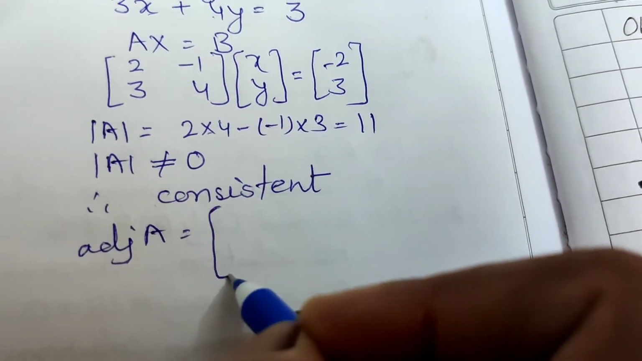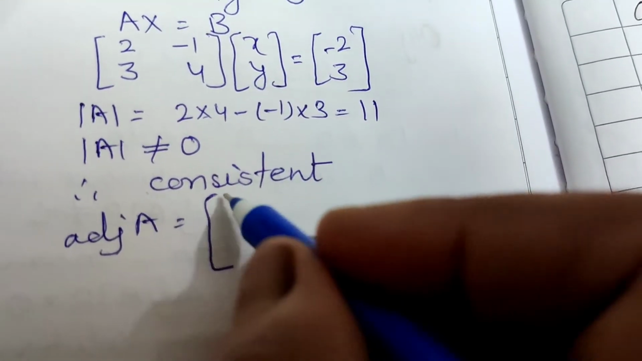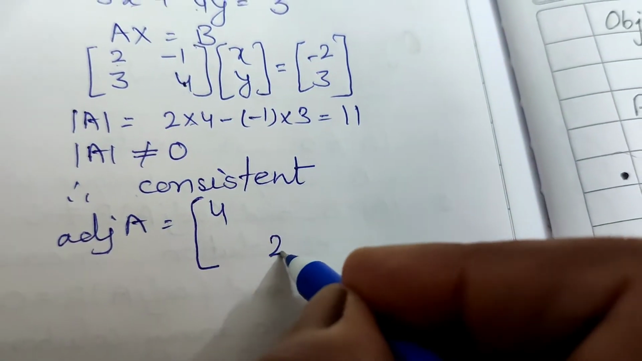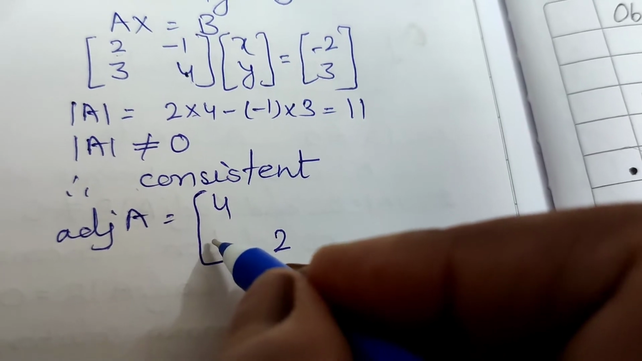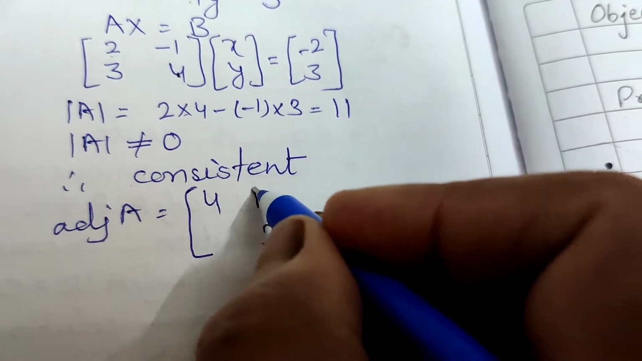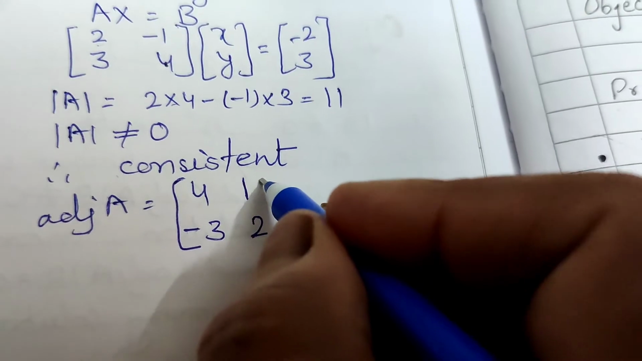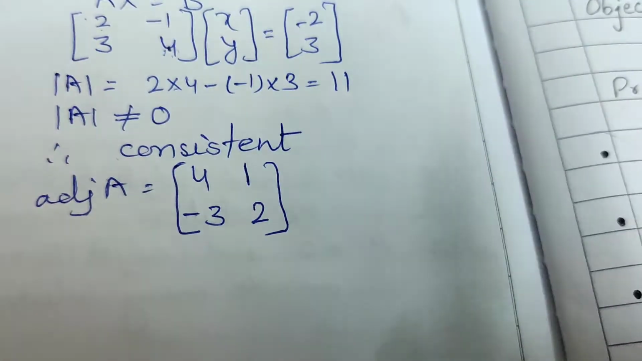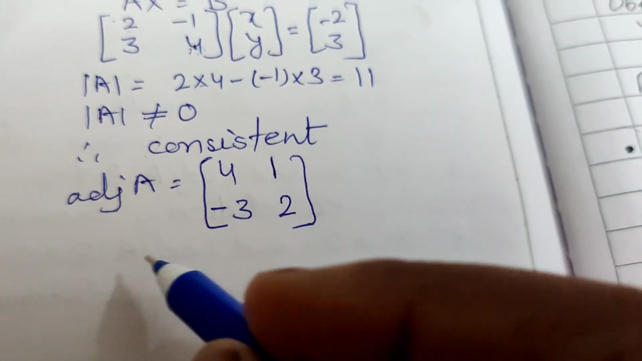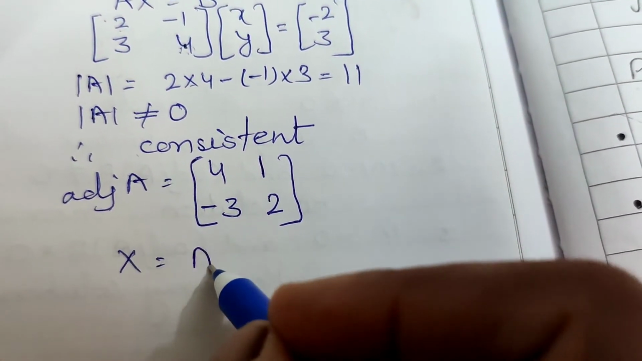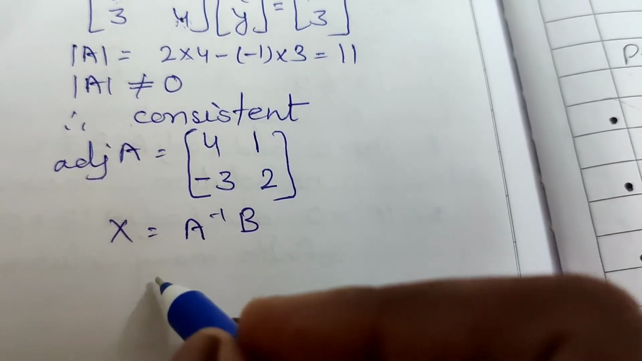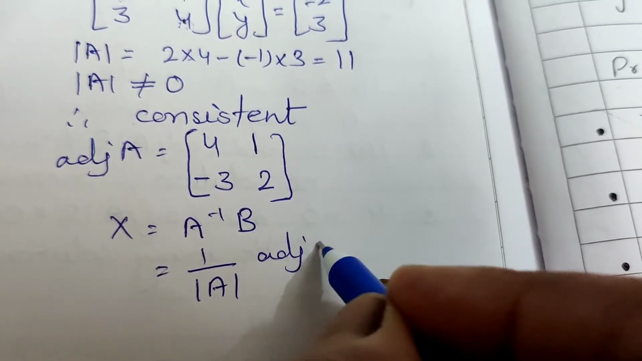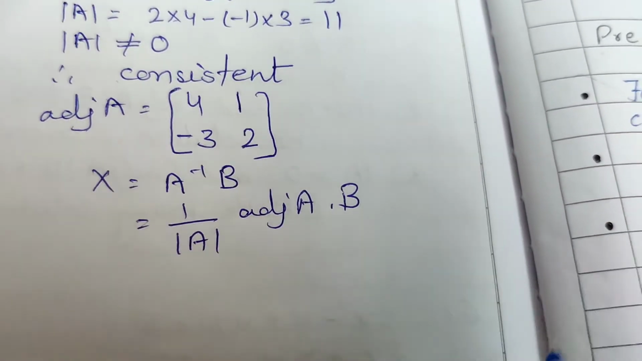The same matrix: A11 is 4, then 2, and minus 1, minus 3, minus 1 becomes plus 1. This is the adjoint of it. Just interchange the values and change the sign. Now X equal to A inverse B. A inverse equal to 1 by determinant of A into adjoint of A, into B.